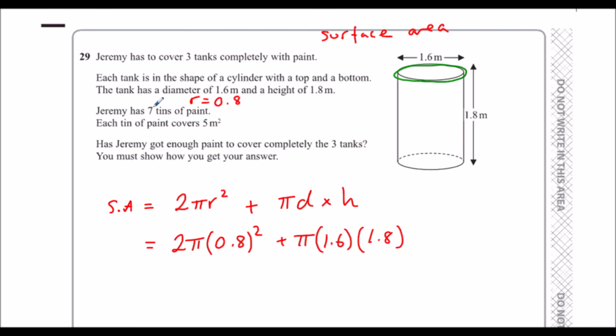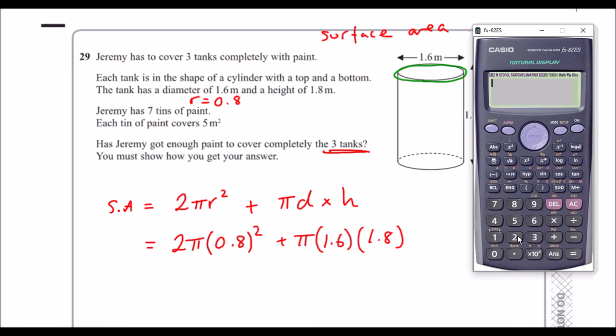And the question says, we've got 7 tins of paint. Each tin of paint covers 5 meters squared. Have we got enough paint to cover the 3 tanks? So let's work this out. Let's get our surface area. So we've got 2 pi r squared plus pi times diameter times the height. So that's 104 over 25 pi.